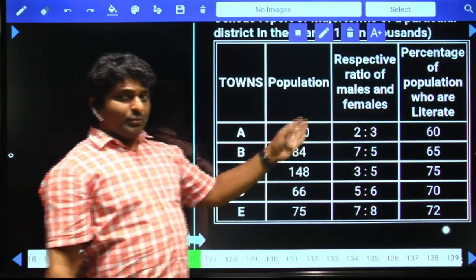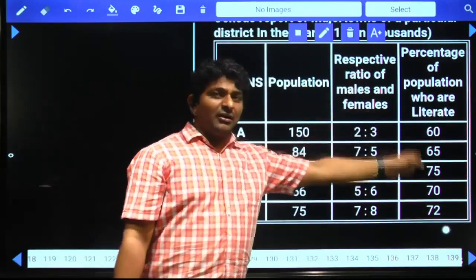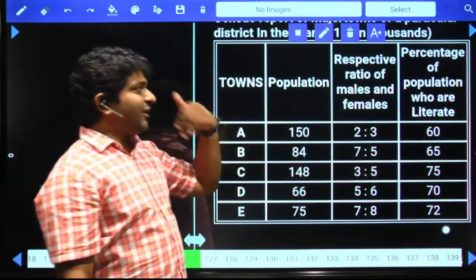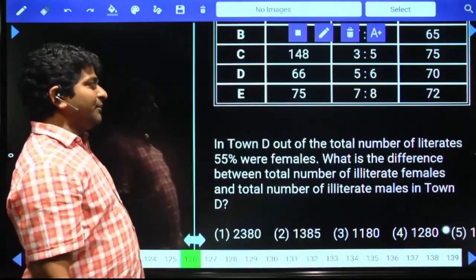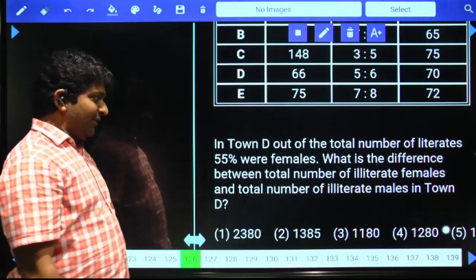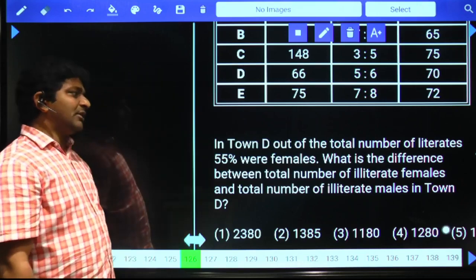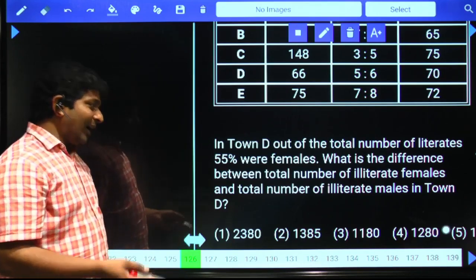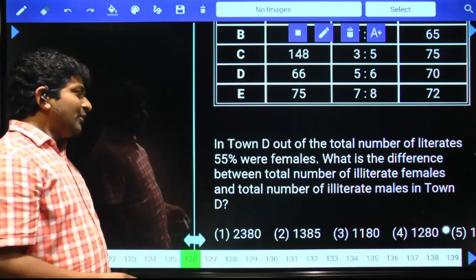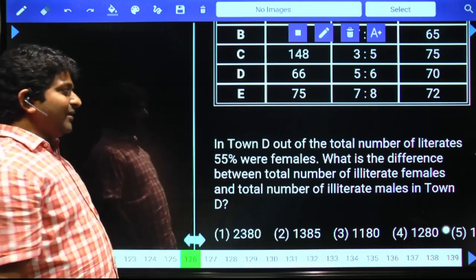Respective ratio between male and female, percentage of literates. So total unnaru, వాళ్ళలో male female ఉంటారు, తర్వాత వాళ్ళలో literates. Literates percentage ఇచ్చారు అని అంటే obviously illiterates కూడా మనం calculate చేయొచ్చు. In town D, out of total number of literates, 55% are female. What is the difference between total number of illiterate female and total number of illiterate male in the town?